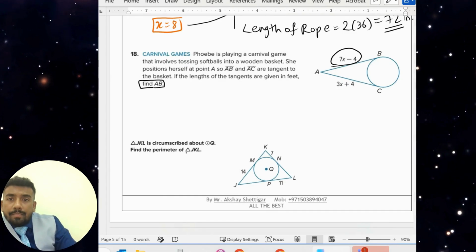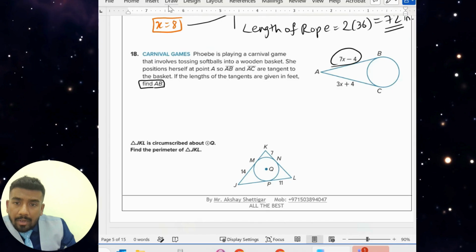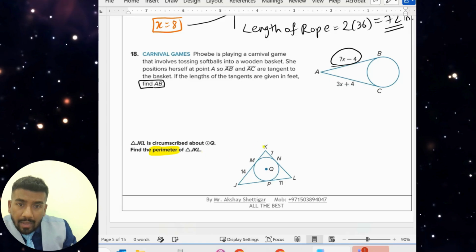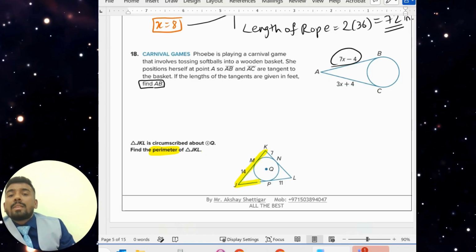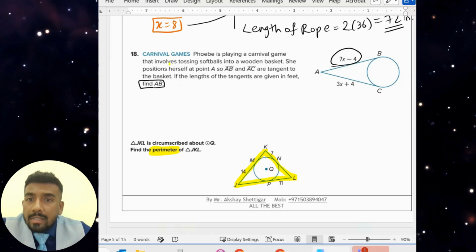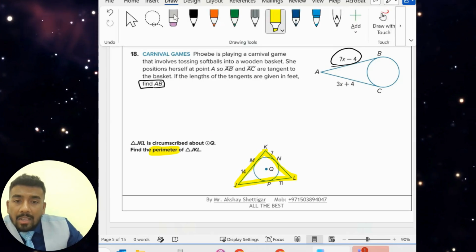Find the perimeter of triangle JKL. Now, what do you mean by perimeter? The perimeter means this whole thing. So they want this whole thing, the total boundary. Now, it's pretty easy.